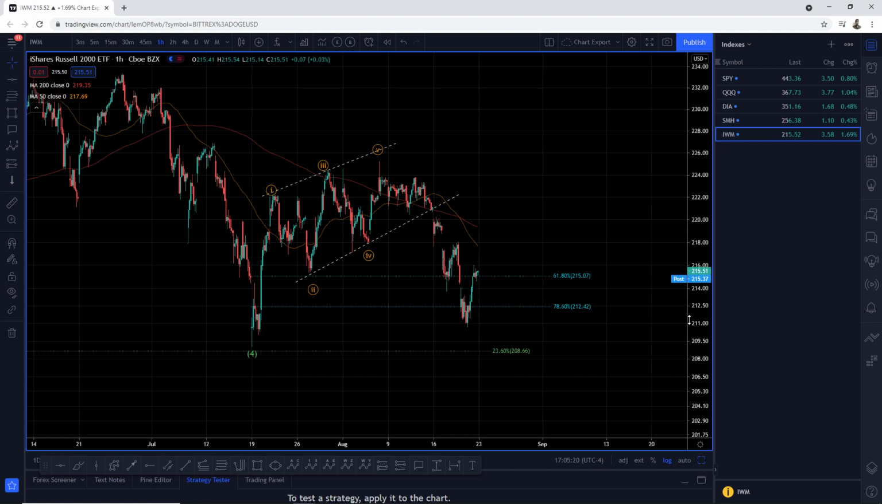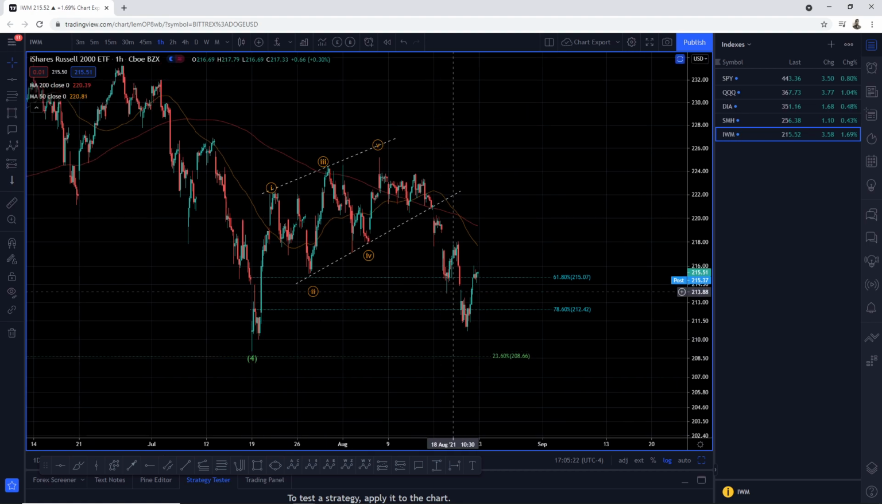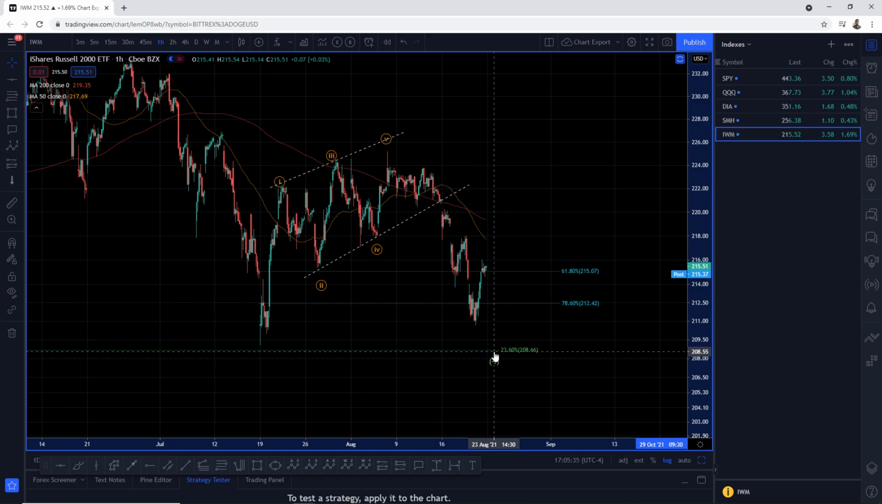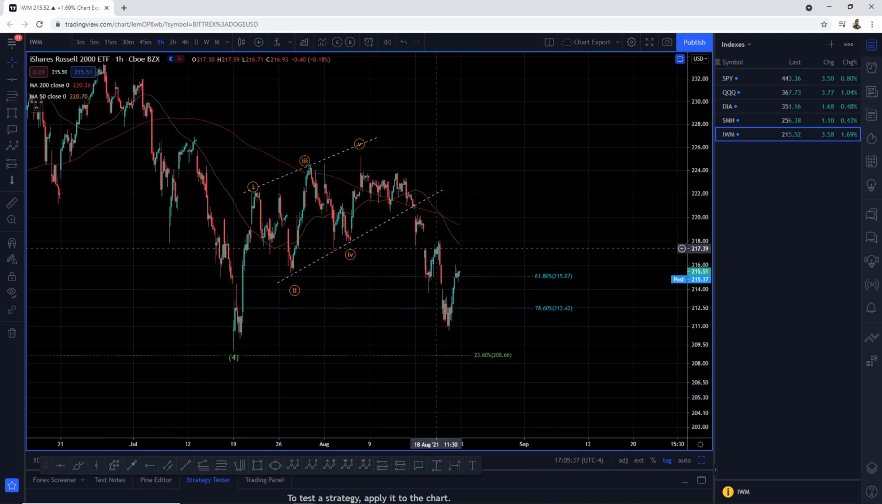IWM found support at the 78.6, almost invalidating our wave 4. Okay, so now if we went below the wave 4 here, then wave 4 is not complete and wave 4 is still ongoing. But for now, we're considering the fact that this is down in A, up in B, down in C, and we see more upside. So 212 and 215 were support. Right now it is acting as support. We've got to watch the 100, the 50-day, the 200, to consider further upside trades in small caps.